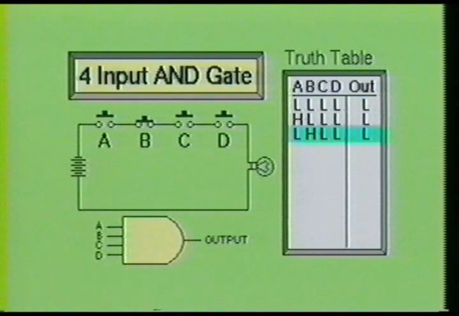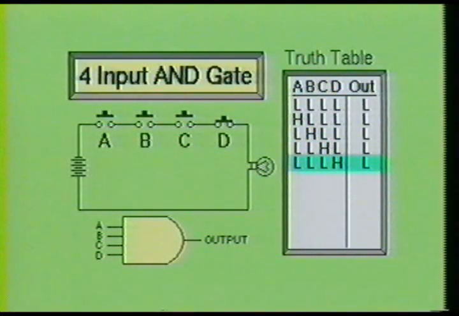Next, we release switch A and energize switch B. Again, the lamp did not turn on. This is shown on the truth table as a low on A, a high on B, and lows on C and D, which produces a low. After releasing switch B, we energize switch C and the lamp still remains turned off. By looking at the truth table, we can see a low on switches A, B, and D, and a high on switch C. The output still remains low.